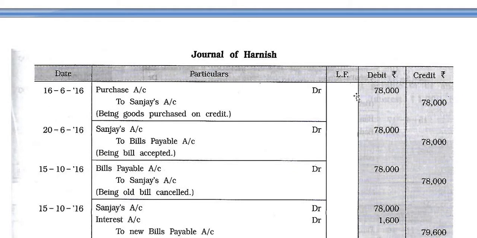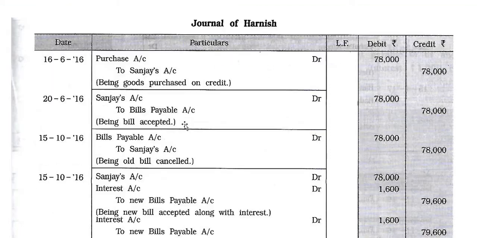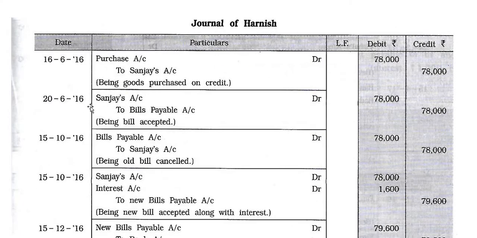16/6/2016. Purchase account debit 78,000 to Sanjay account 78,000. Here Harnish purchased the goods from Sanjay. Being goods purchased on credit. 26/6/2016. Sanjay account debit to bills payable. Here Harnish accepted the bill payable to Sanjay. Being bill accepted.